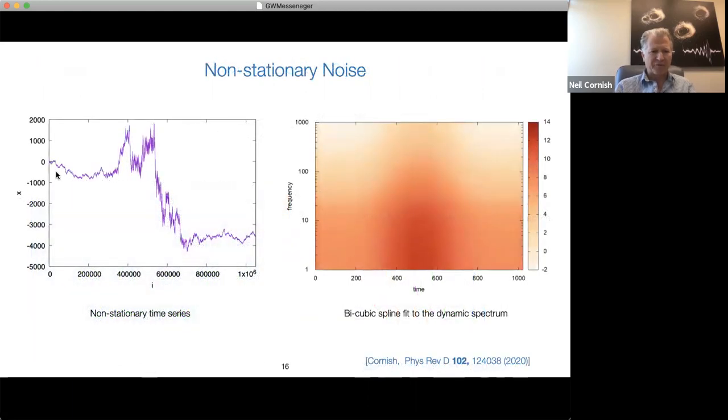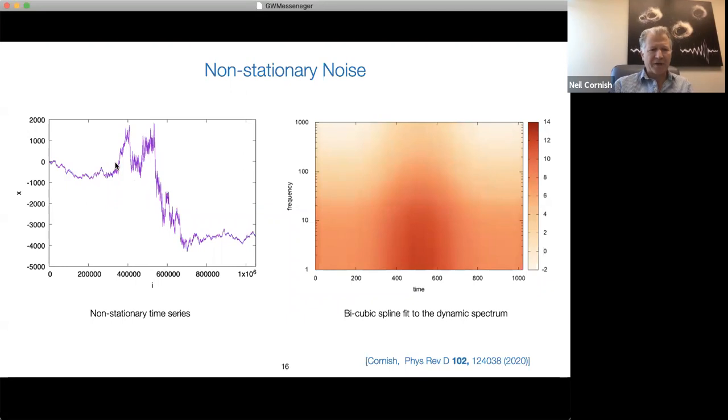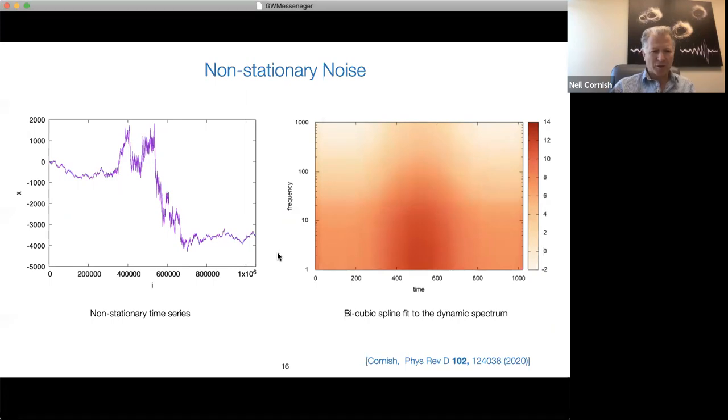And here's an example for a simpler example. This is an autoregressive time series with a time-varying correlation parameter. So you can see that there are times when the noise gets larger and then smaller, and you can see this in a time frequency map. This is actually a fit to the dynamic spectrum. So you see it both varies in frequency and in time. So we're directly modeling the time and frequency dependent noise properties.